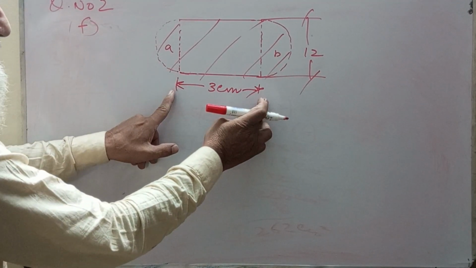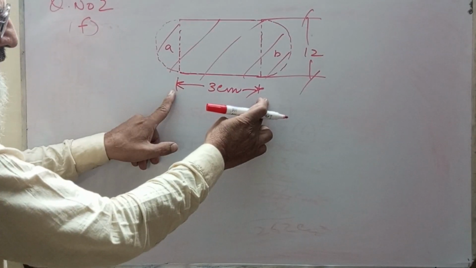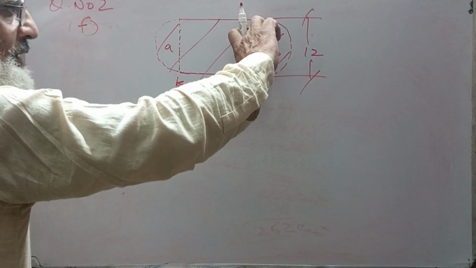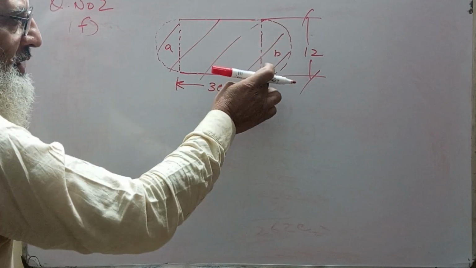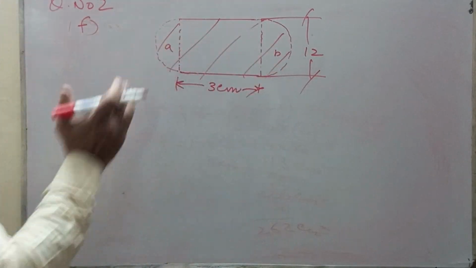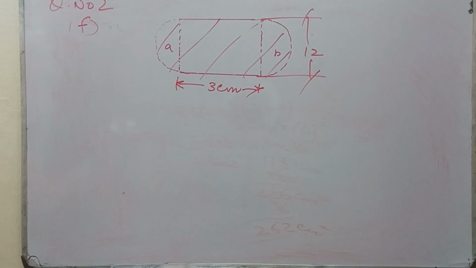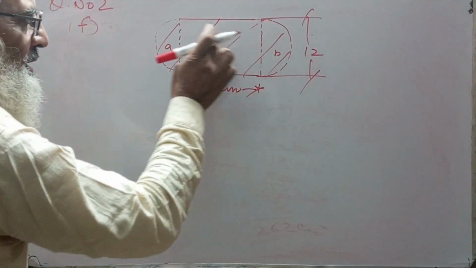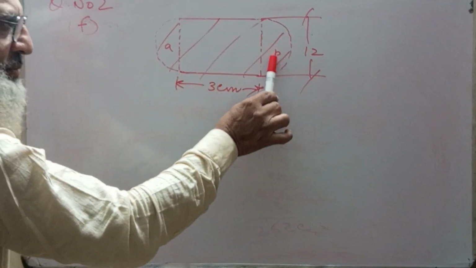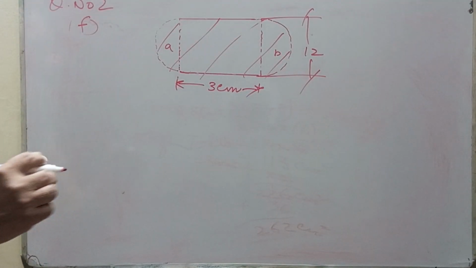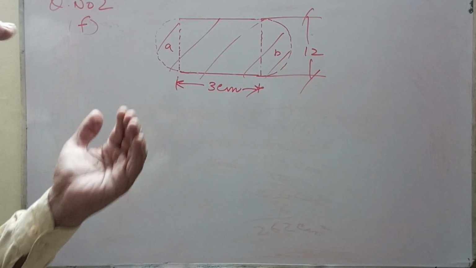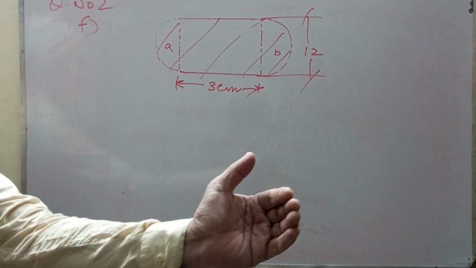The length of this is 3 centimeters, and the breadth is 12 centimeters. Now 12 is also the diameter of this semicircle and this semicircle. Since there are two circles, there are two semicircles: semicircle A and semicircle B. Now, when there are two semicircles, consider that this is a semicircle, and this is a semicircle.